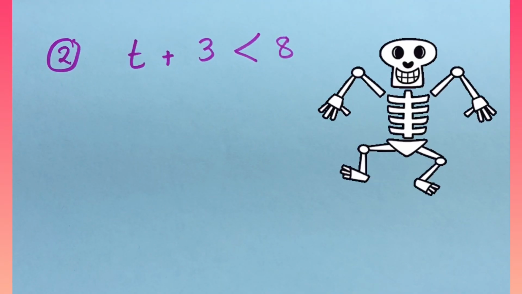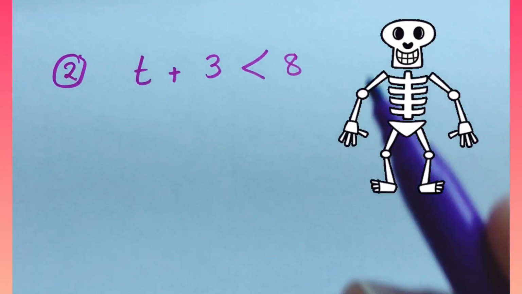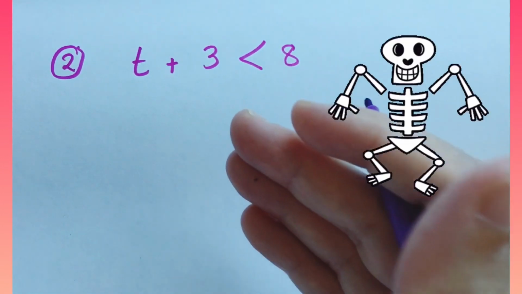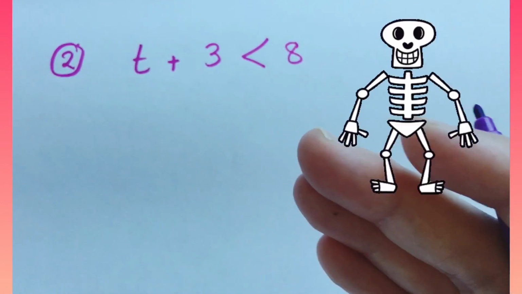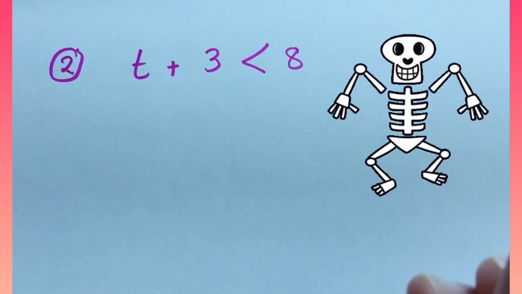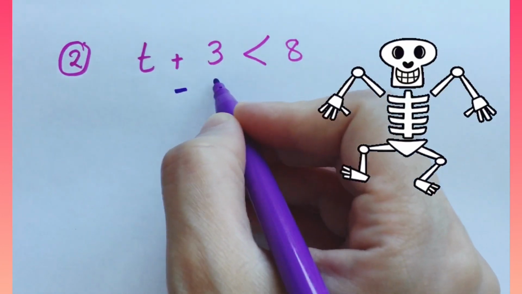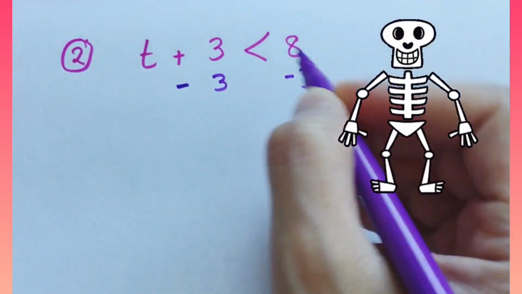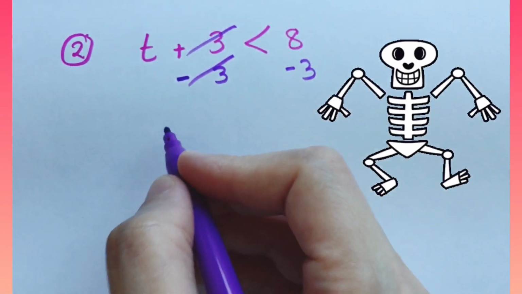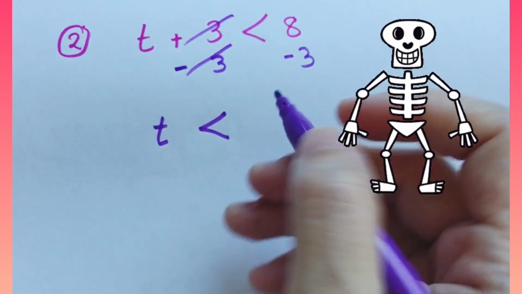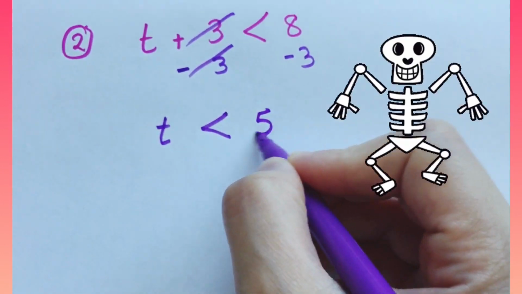Question 2, t plus 3 is less than 8. So the same thing of the previous question, we cannot describe the solution unless we keep the variable alone. So we have t plus 3. What is the inverse of plus? Yes, minus 3 both sides. I will cancel these two, and t is less than 8 minus 3, which is 5.